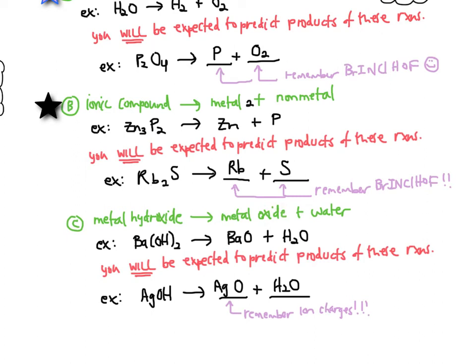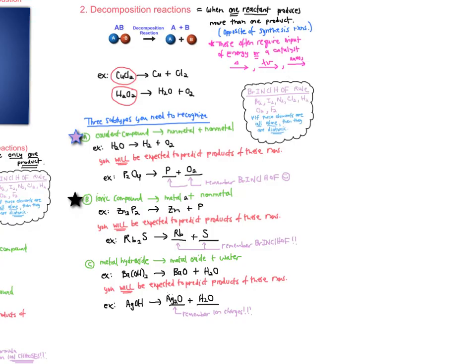But we need to look at ion charges. So silver is always a +1, but oxygen's a -2. And if you were to cross those down, you would get 2 silvers to your 1 oxygen. And then, of course, you'd want to erase your ion charges because they cancel out and go away. All right, so there's an overview of all of your decomposition reactions.